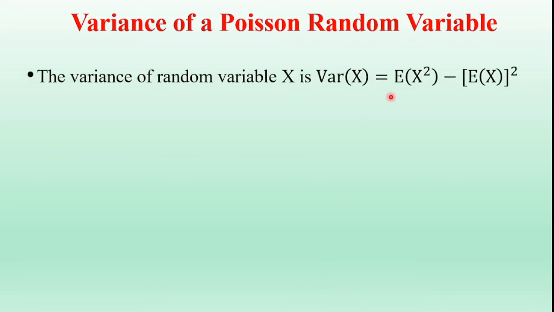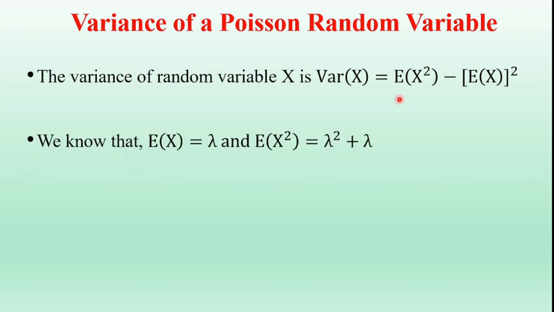Next we are going to discuss the variance of a Poisson random variable. So random variable capital X is a Poisson random variable. We know that variance of x is equal to expectation of x square minus expectation of x whole square. The mean value and mean square value of the Poisson random variable are already derived. The mean value is lambda, and the mean square value expression is lambda square plus lambda. So this is already explained.